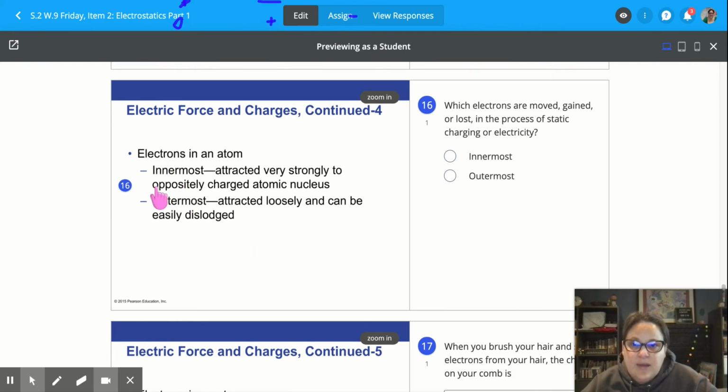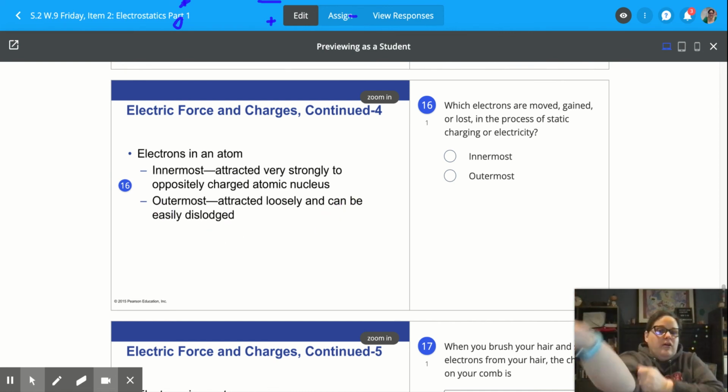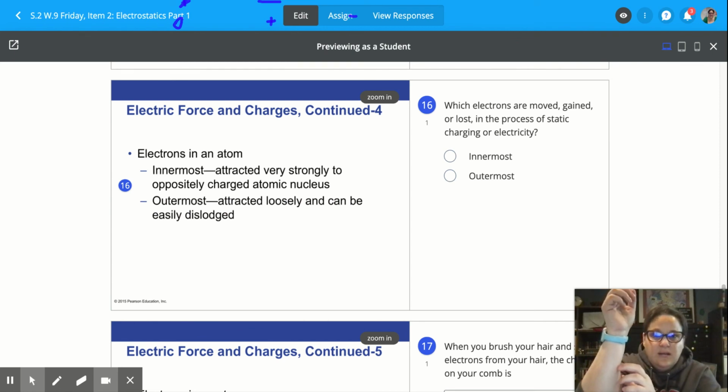Electrons in an atom. The innermost electrons are attracted very strongly to the nucleus. The outermost are held loosely and can be easily dislodged. So remember the analogy of the arm. The innermost electrons are like the muscle and whatever else in your arm, and the outermost electrons are like your skin. So if I'm going to remove something, I'm only going to get the skin. I'm going to get the electrons on the outside.